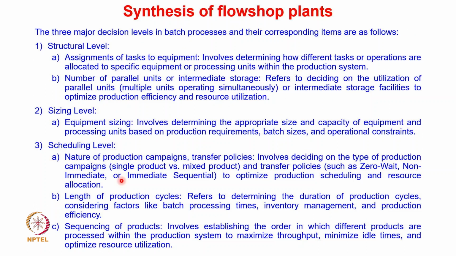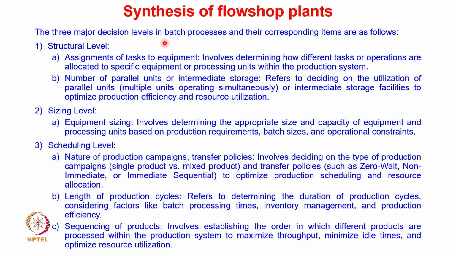Again, when we are trying to select the best alternative, there are different aspects while making the decision. There are three major decision levels involved in batch processes and their corresponding items as given here. The first level is the structural level, which is the assignment of the tasks to the equipment. It involves determining how different tasks or operations are allocated to specific equipment or processing units within the production system. So multiple tasks may be involved in one unit, or only a single task in one stage. This type of decision we have to make at the structural level.